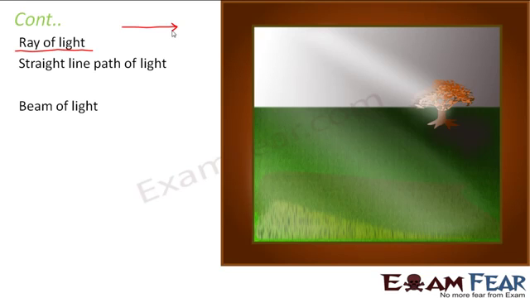And what is a beam of light? When you have a bunch of rays of light, you call it a beam of light. For example, if you have several rays of light, a collection of rays of light, this entire thing will be known as a beam of light. As a matter of convention, everywhere in this lesson we will be talking about a ray of light.